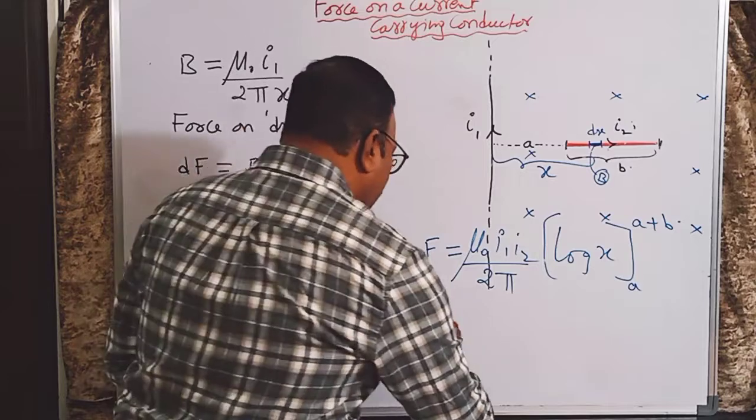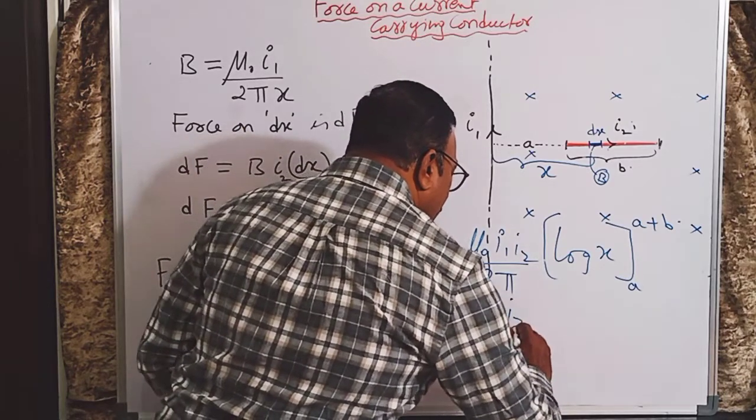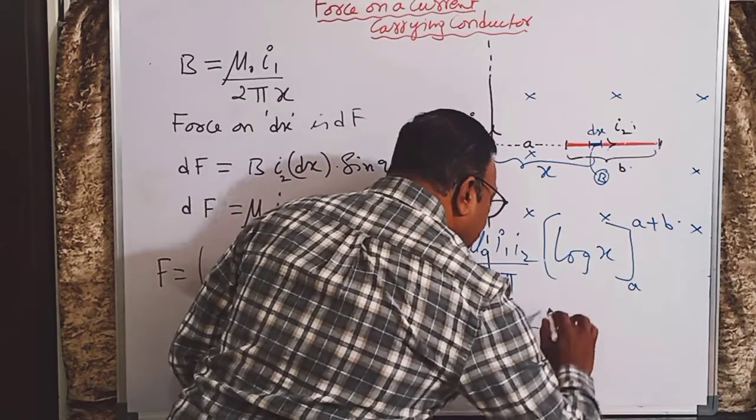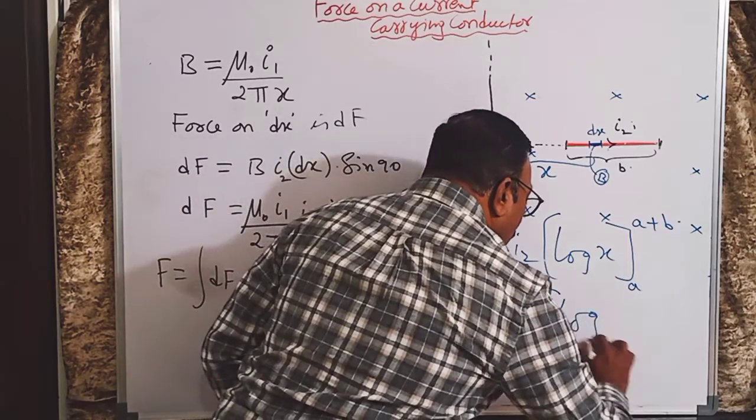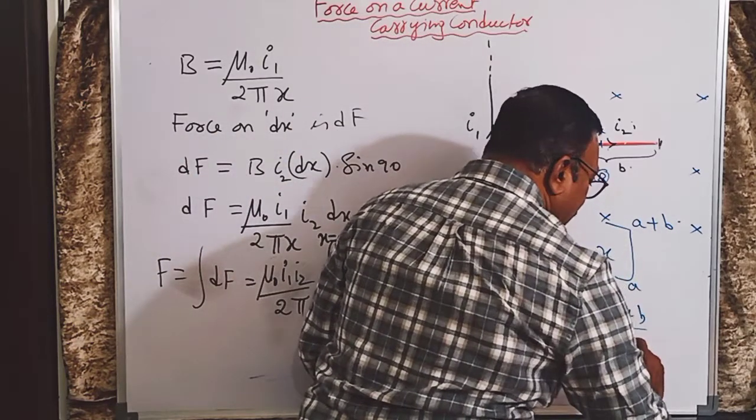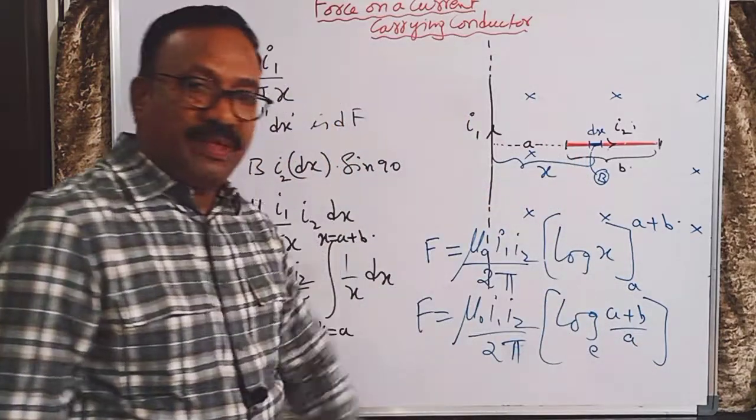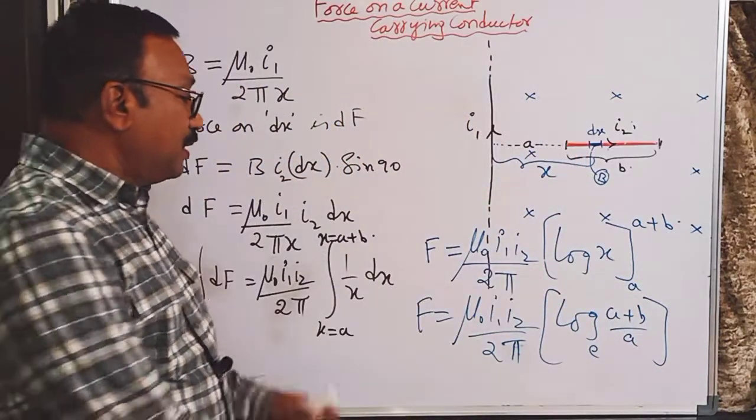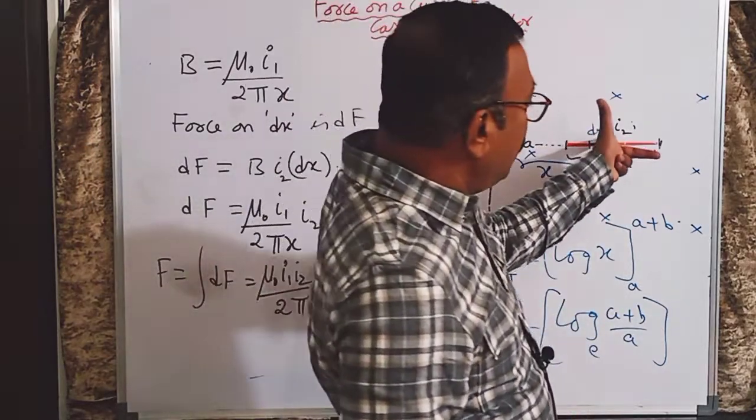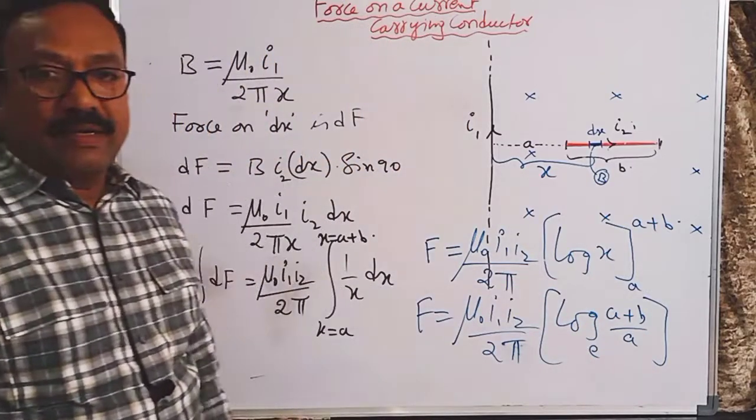So finally the force is mu naught I1 I2 by 2 pi, times log of A plus B divided by A, base e. This is also log of 1 plus B by A, which we can also write. So this is the force acting on this conductor. According to Fleming's left hand rule, this force will be acting in the upward direction, and this is how we can calculate the force.